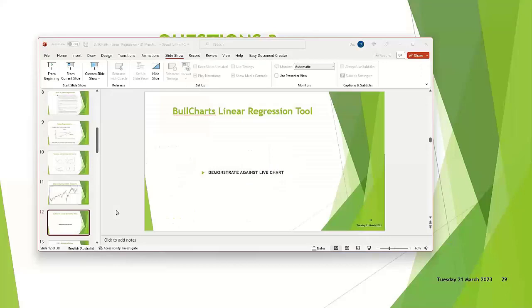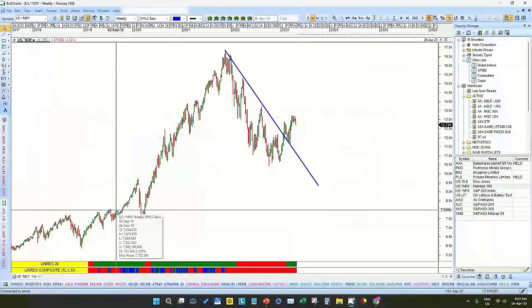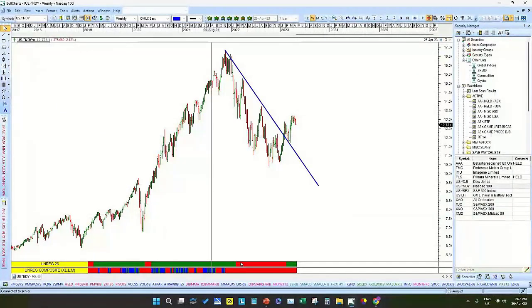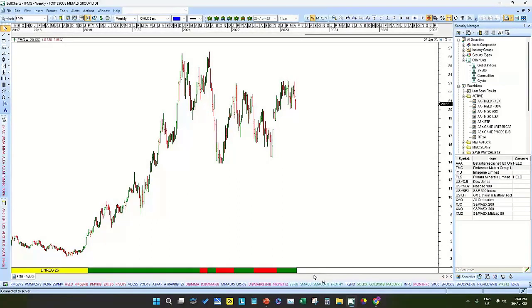I suggest if anybody has any favorite stocks they'd like to look at, shout out and we can have a look at it. This is, I think, of use when you are looking at a stock and you put up its index alongside it. So let's take a stock that some of you may be in, something like FMG.